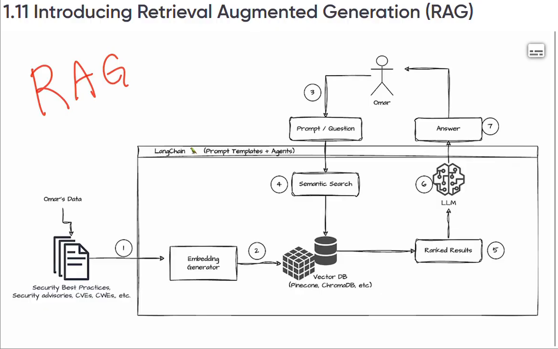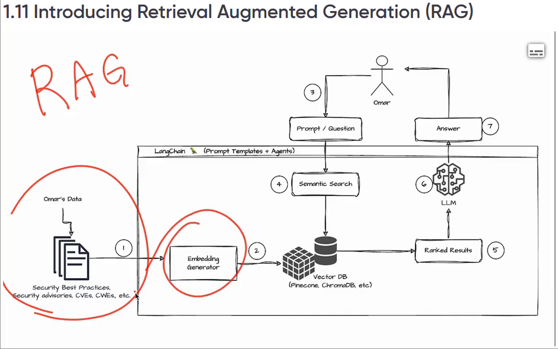So in this example that you see on the screen, basically I have my own data. In this case, I have security best practices, security advisories, CVE, so vulnerability information, CWE, which is a root cause of the vulnerabilities, and so on. And basically, I'm using an embedding model. And then optionally, I can convert those documents from text or PDFs or pictures and so on into vector embeddings. So in other words, convert them into numbers. And then you can put that into a vector database.